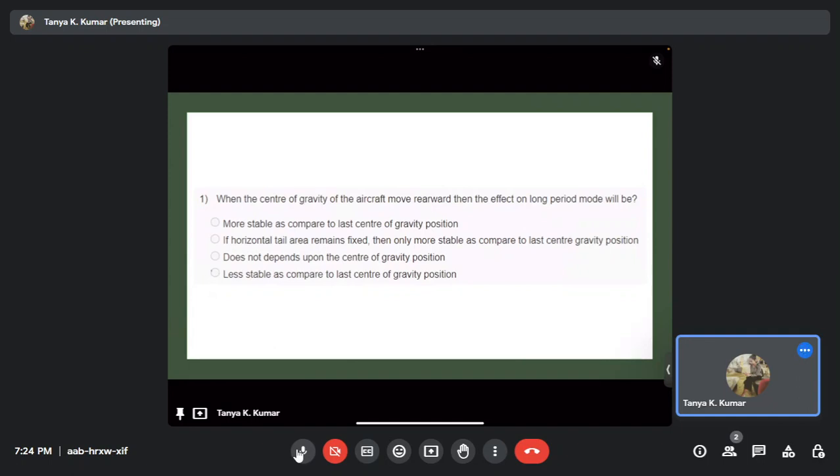So it says less stable as compared to the last center of gravity position, because the damping derivative decreases and the dominant pole will move towards the right. When the dominant pole moves, so if you have your poles here and if it moves towards the right, if it moves here, so this is case 1 and this is case 2, if it moves towards the right, will it be more or less stable?